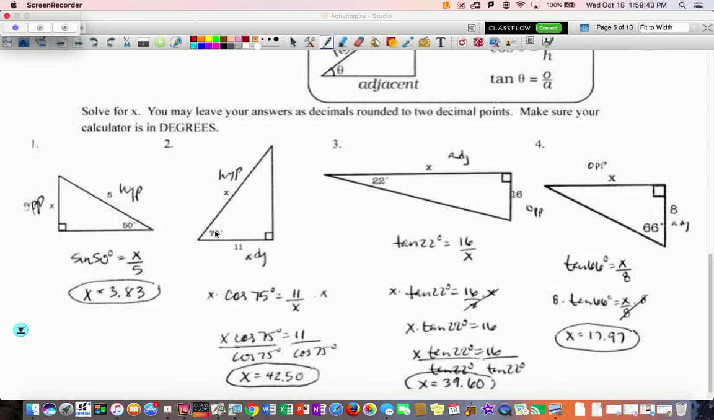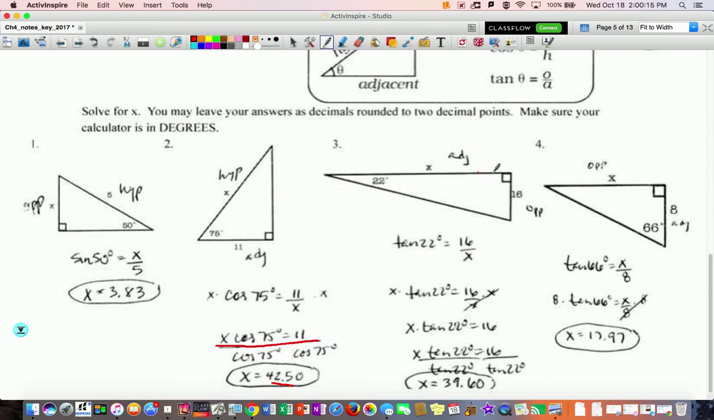So you can see on this one, if I'm using 75, this would be the adjacent next to it. Some students confuse this as the adjacent, but that's across from the 90, so that's the hypotenuse. So that would set up a cosine of 75 as adjacent over hypotenuse. Now, when x is on the bottom, you have to multiply by x first on both sides, and you'll get an equation right here. And then to get rid of it, you divide by cosine. So if you do that, you should get 42.5.